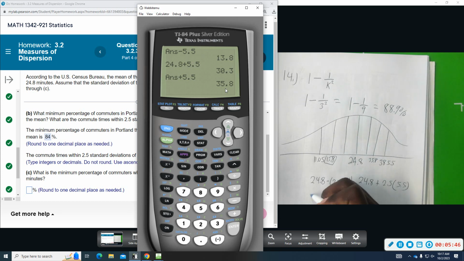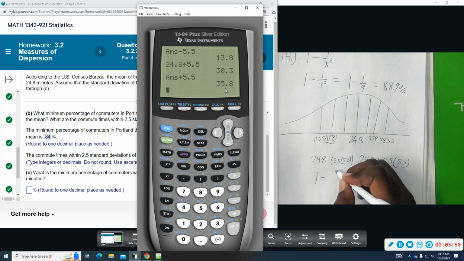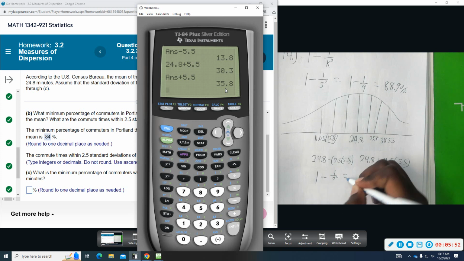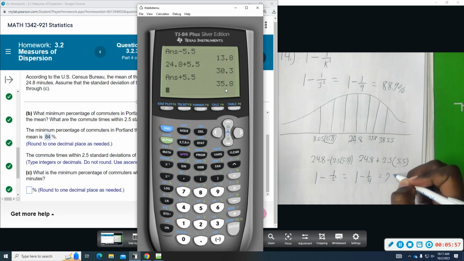35.8. So Chebyshev's theorem, 1 minus 1 over 2 squared is 1 minus a fourth, which is 75%.